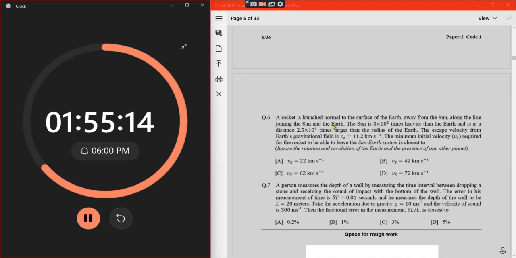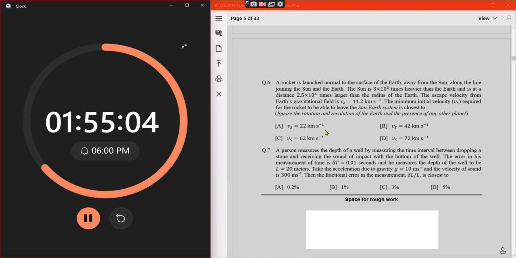A rocket is launched normal to the surface of Earth, away from the sun, along the line joining the sun and the Earth. The sun is this many times heavier than the Earth and is at a distance of this much larger than the radius of Earth. The escape velocity from Earth's gravitational field is this. Okay, launched normal to the surface of Earth away from the sun along the line joining the sun and the Earth. Sun is this many.